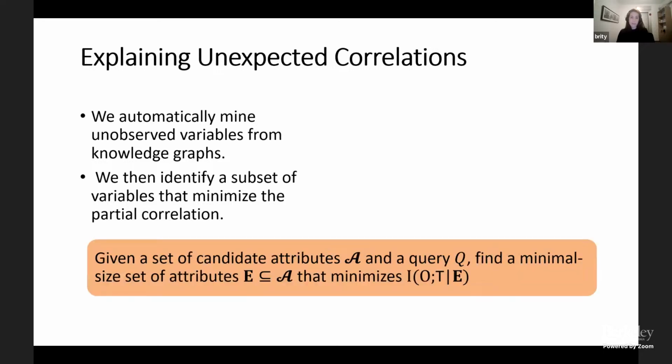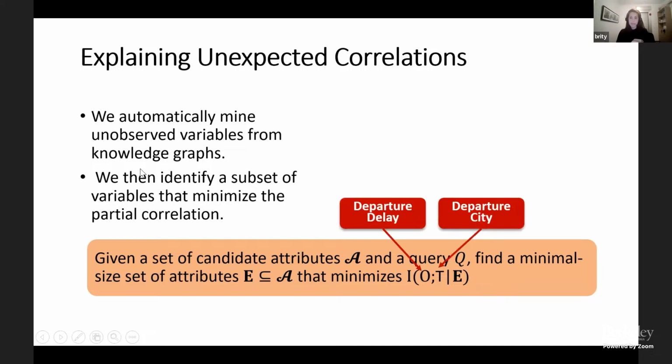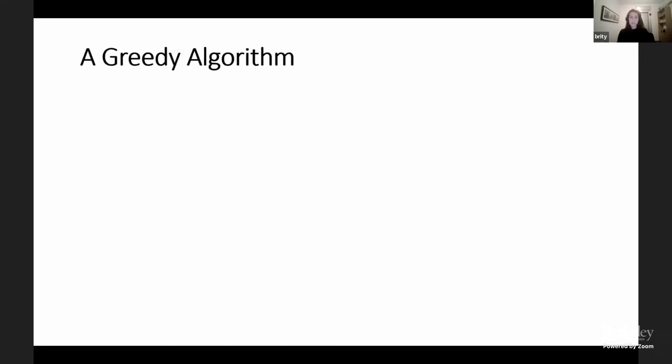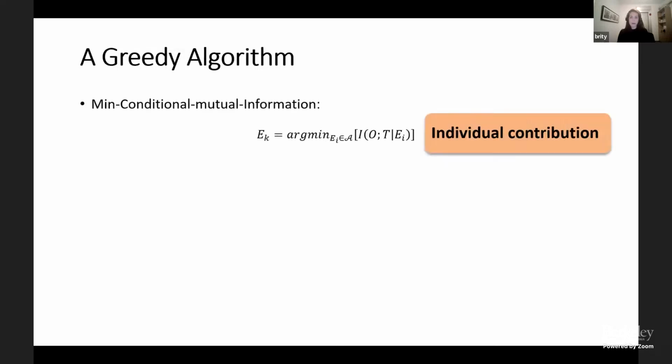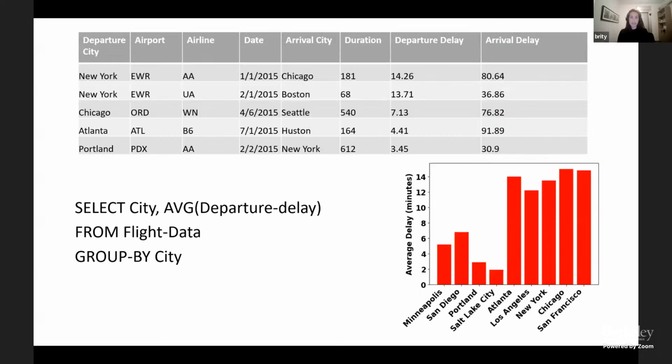So more formally, we were given a set of candidate attributes from the input dataset or attributes that we extracted from related data sources, and then we want to find a subset of attributes that minimizes the conditional mutual information between the treatment and the outcome. In this case, it is the departure delay in the departure city. I'm going to skip the algorithm. If you want to hear more about the algorithm, I can do it offline. But continue with our example.